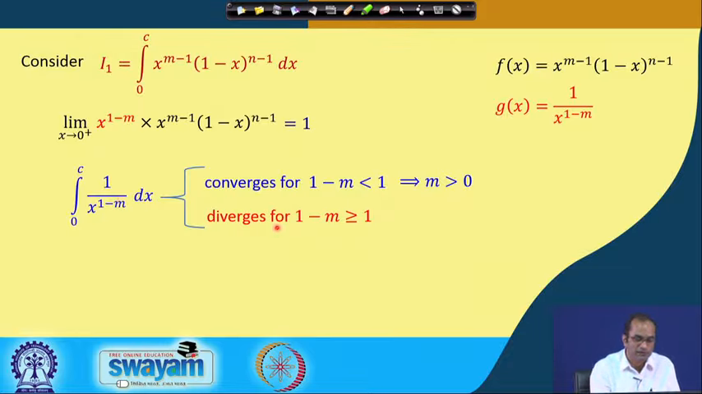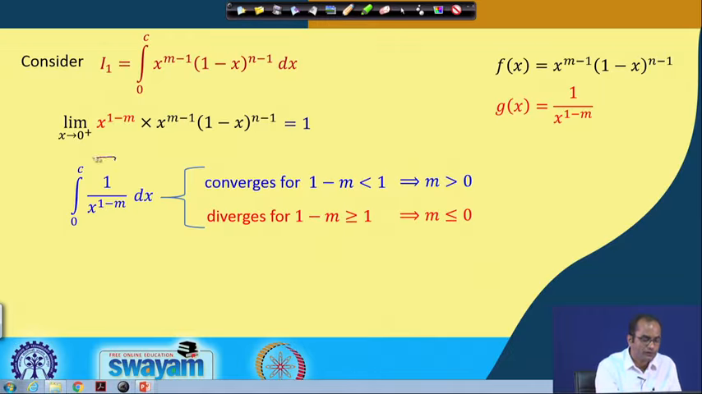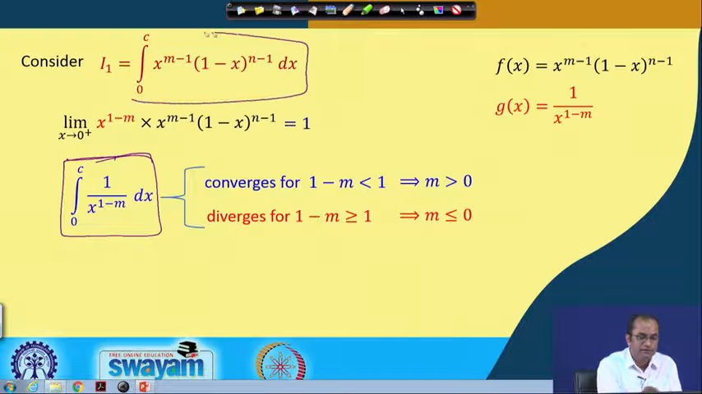So, this integral diverges when 1 minus m is greater than or equal to 1, meaning m is less than or equal to 1. So, we know the convergence and the divergence behavior of this test integral here. This was the test integral, and the behavior of this test integral and the given integral is the same, because this ratio is coming to be constant.